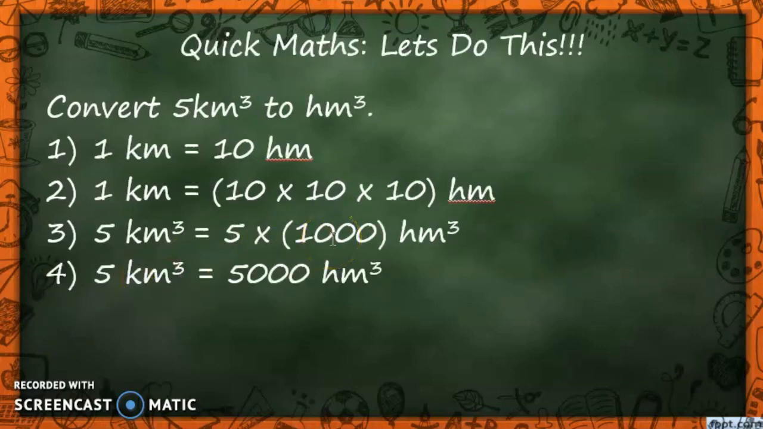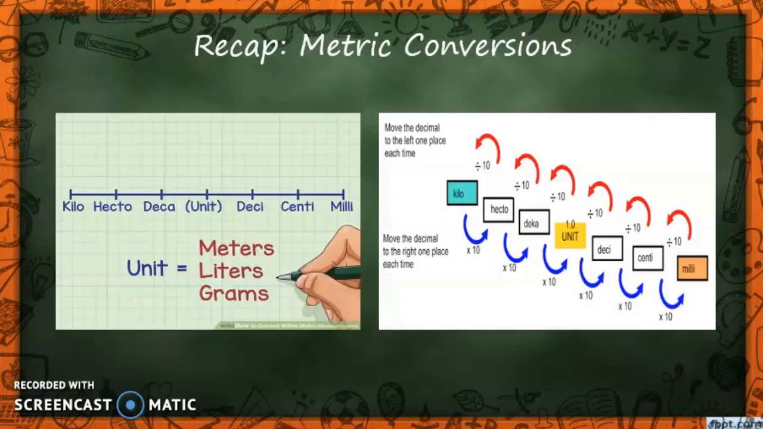Quick maths, let's do this. Here's another example. Convert 5 kilometer cube to hectometer cube. 1 kilometer is equal to 10 hectometers. So let's see on our metric line if we're on the right track. We're at kilo and we move by powers of 10, and we only move one time. So that means that we multiply by 10 once. We multiply by 10, so we're on the right track. That means that 1 kilometer is equal to 10 hectometers.